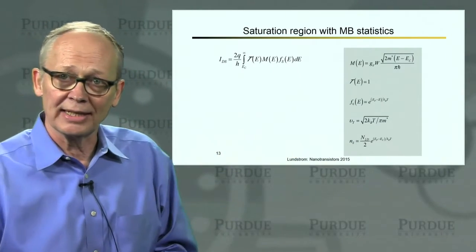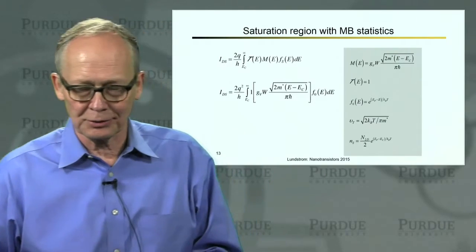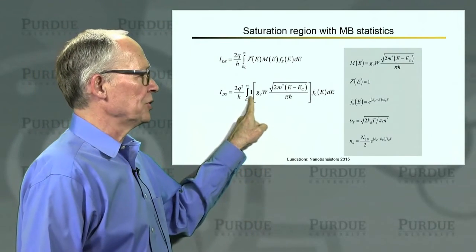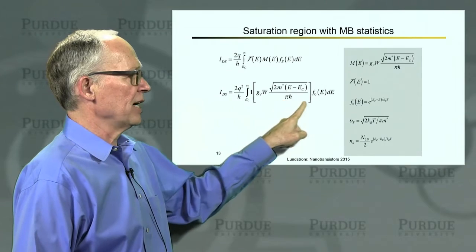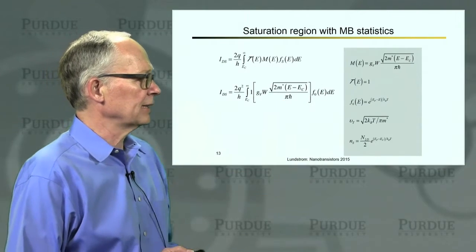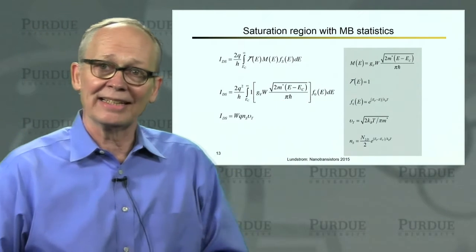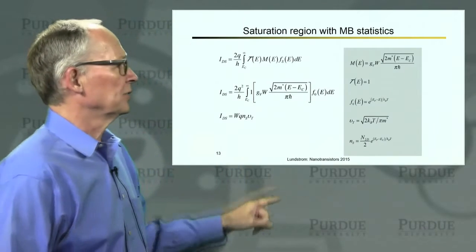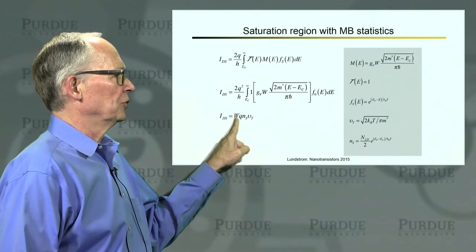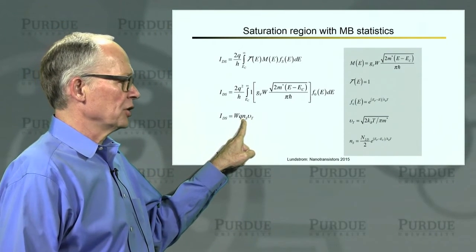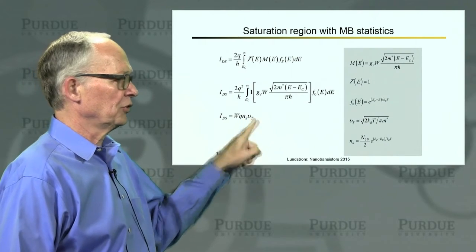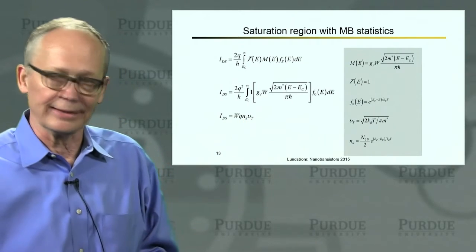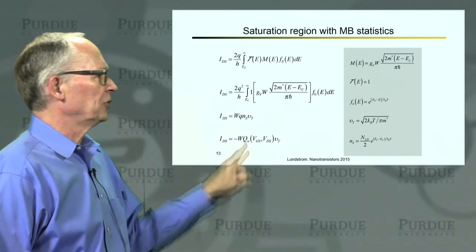Now we can just go ahead and do the math, work out the integral. Transmission is 1. This is the number of channels. Fermi function is going to be an exponential. Put everything together, work it all out. This is what we get. Current is width times charge at the top of the barrier, virtual source, times this thermal velocity again. So we have a very simple expression.